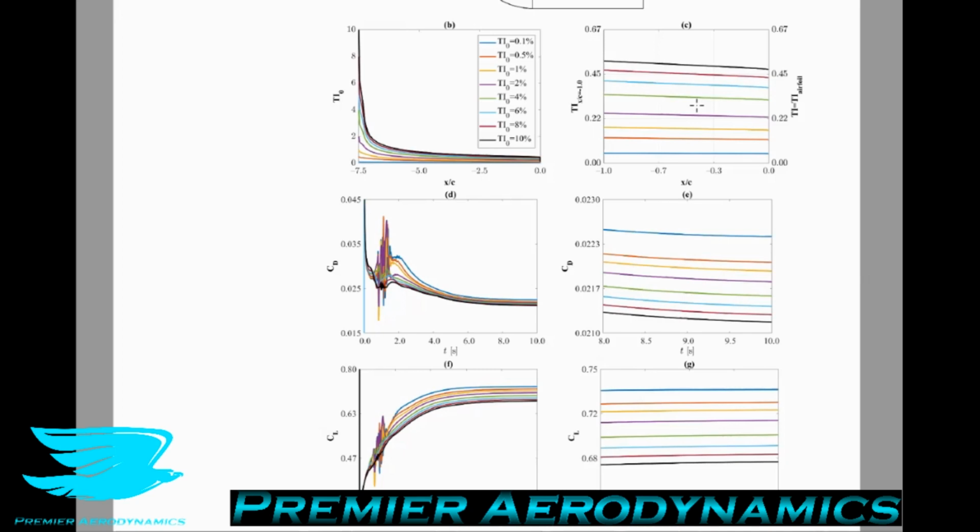This data can be used to interpolate the turbulence density level required at the inlet to obtain the expected turbulence density value for the airfoil. This data is shown in figures 4b and c, which can be used to interpolate these values that we need.